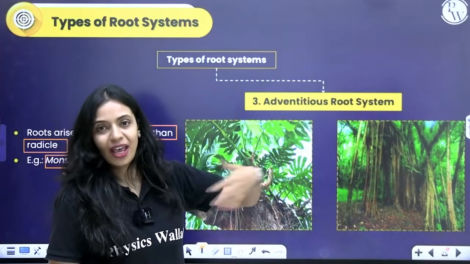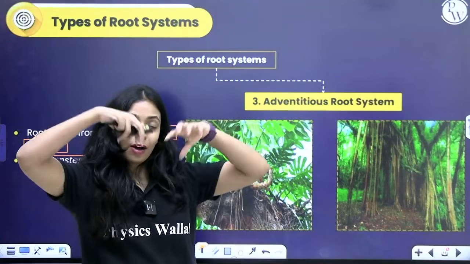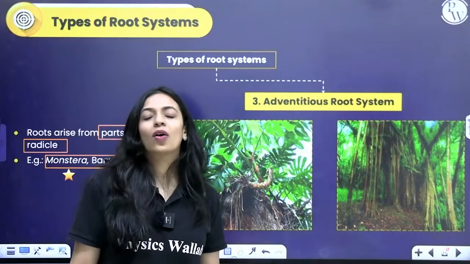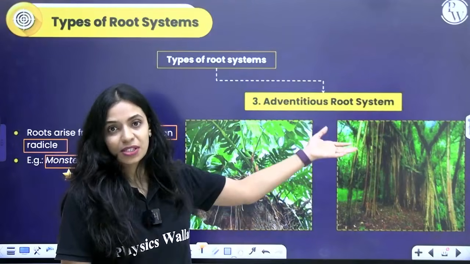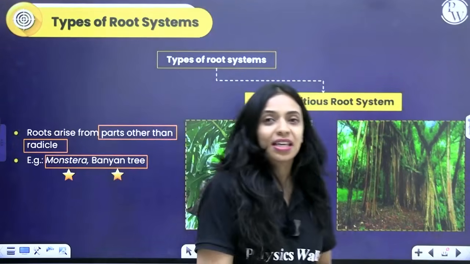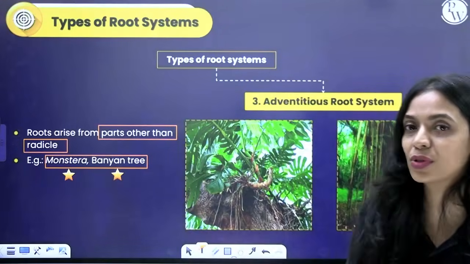Of course, banyan tree, every one of you must have seen. You see how from the branches, very long roots arise, right? So, adventitious roots arise from the stem in banyan tree as well. So, these are the three different types of root systems.